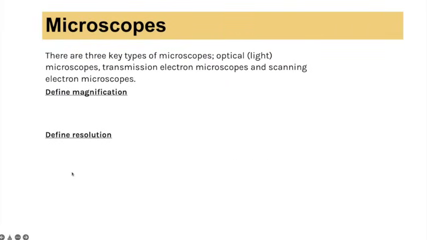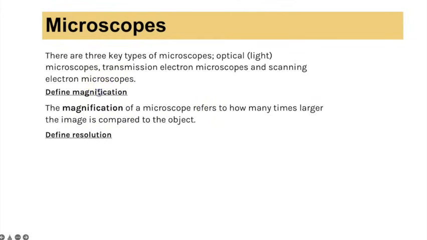First of all, the microscopes, there's a couple of key definitions you need to be aware of. You also need to know the three main types of microscope. There are optical microscopes, which are the light ones, which you'd be using in school. You then have electron microscopes, but you can have either a transmission electron microscope or a scanning electron microscope.